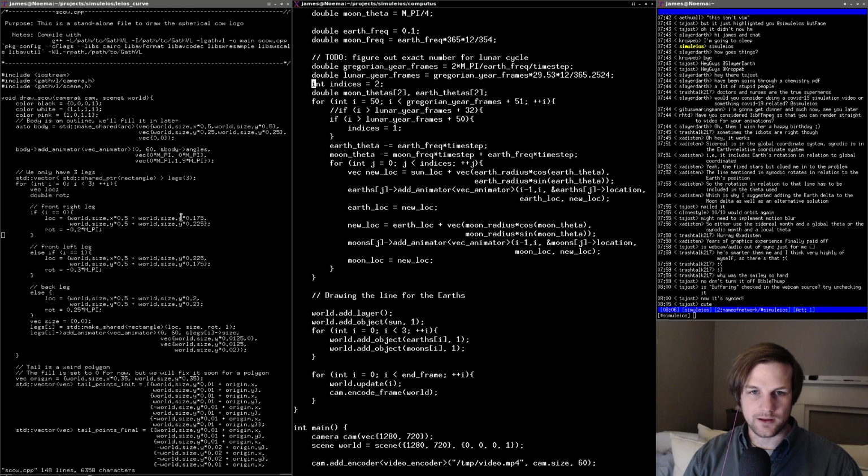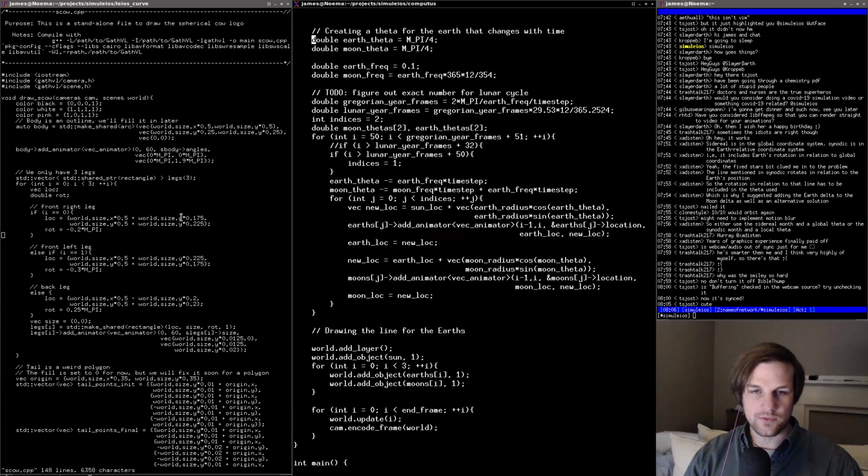So let's see, what's our initial theta? Where's our theta? Moon theta and earth theta are both pi over 4. Actually, that means I only need to keep, since we know these initial values, I'm sorry, guys, let's just do double. I don't know what to call these guys. So we're going to say moon thetas, and we're just going to say 2 is going to be equal to, and I think I can do this. Unless I don't remember C++ at all, which is maybe true. It's probably true, actually.